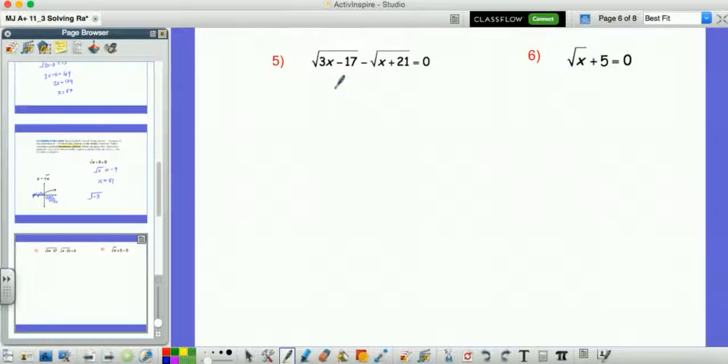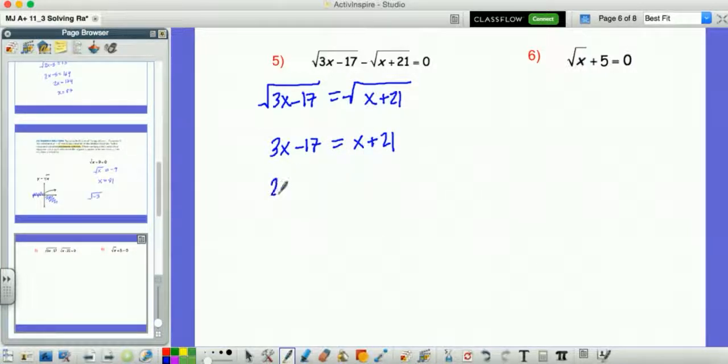So here we have the square root of 3x minus 17 minus the square root of x plus 21 equals 0. Now we have another situation where we have 2 different radicals, but these are not isolated right now, so we're going to add the square root of x plus 21 on both sides. So we have the square root of 3x minus 17 equals the square root of x plus 21. We're going to square both sides now, get 3x minus 17 is equal to x plus 21.